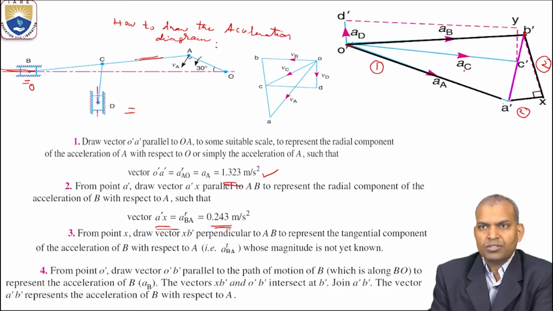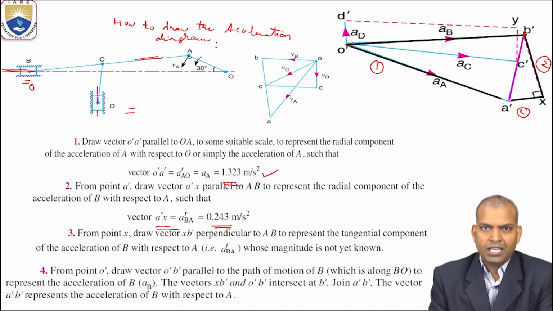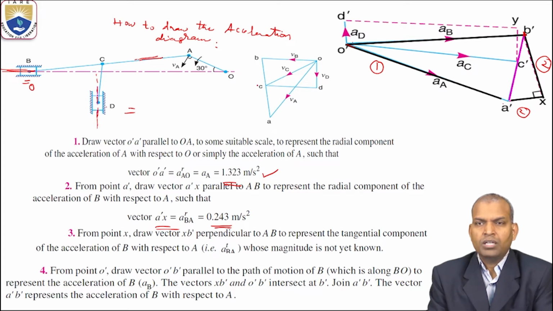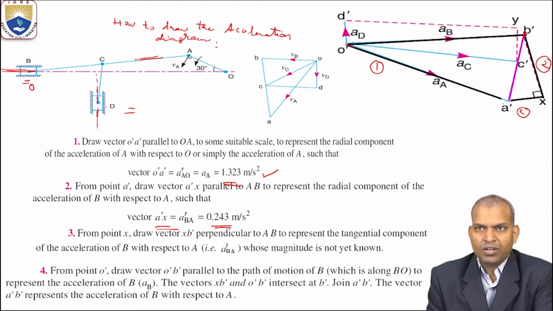Now we have found OA dash, the acceleration of B, and the acceleration of link AB. What links are left? CD and D are left. The direction of motion of D is linear, that means it is tangential with respect to O. This is O, and D, the OD. That is the acceleration of D. You draw a line parallel to the sliding motion of the slider D. This is the point we have to start. Next is the third step.